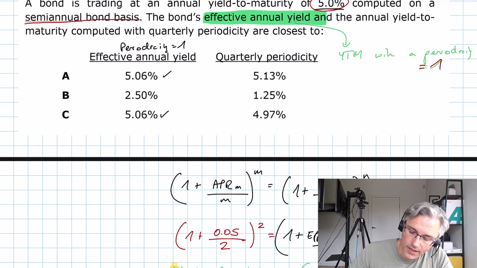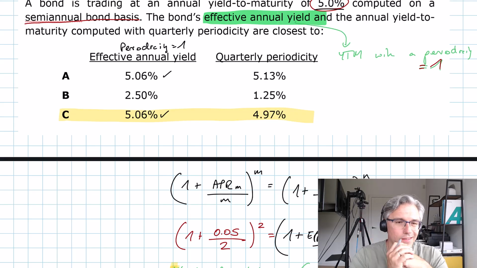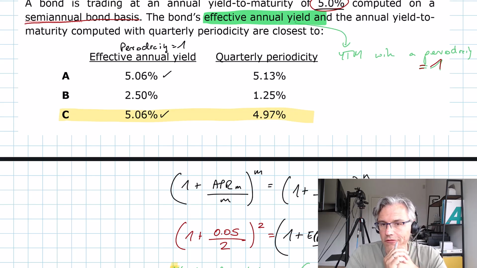Let's check the result. Yes, it has to be answer C, doesn't it? Because with a more frequent compounding, the YTM doesn't have to be as big. So that just confirms the previous rule, which I already wrote down.